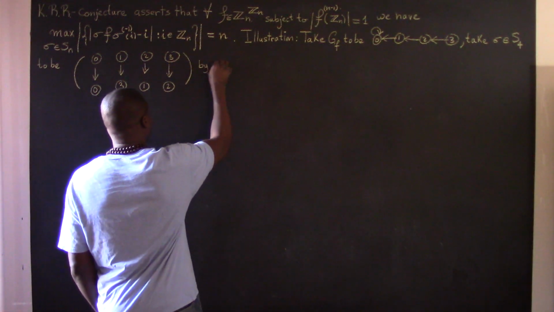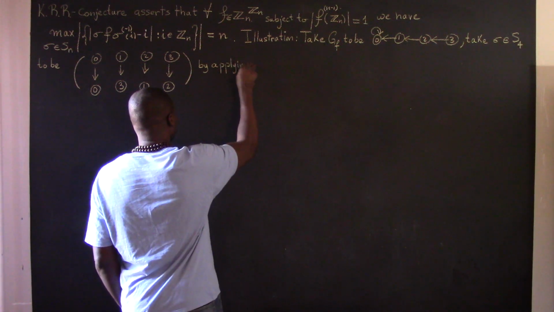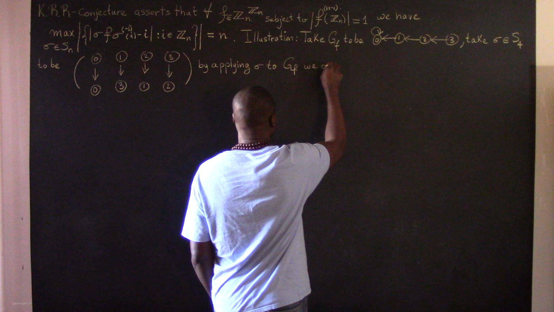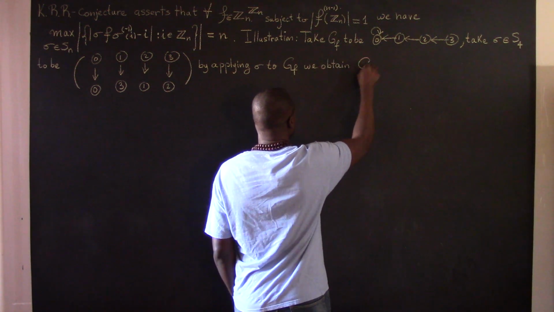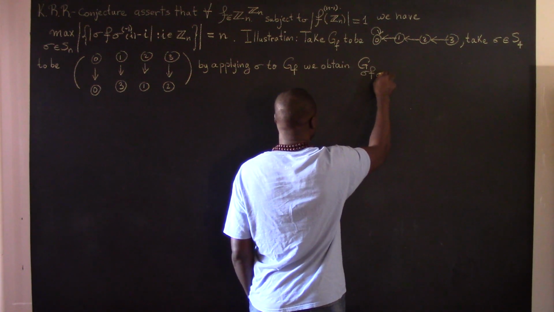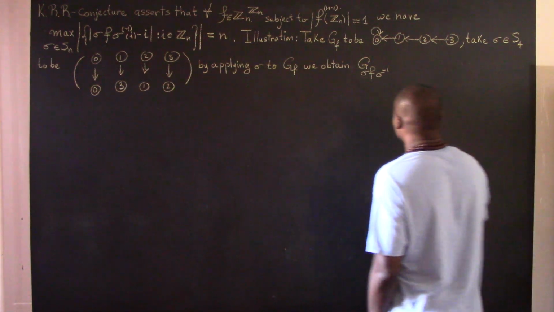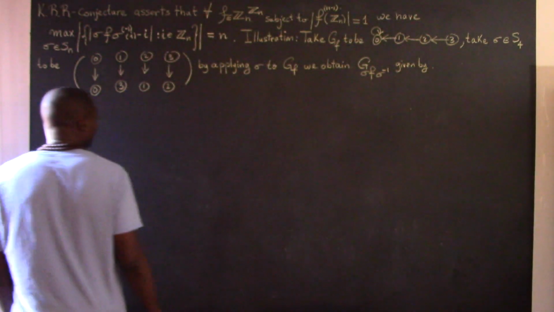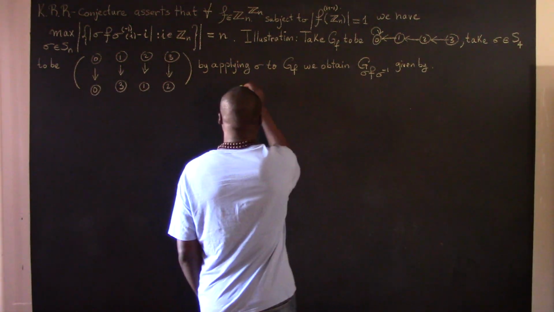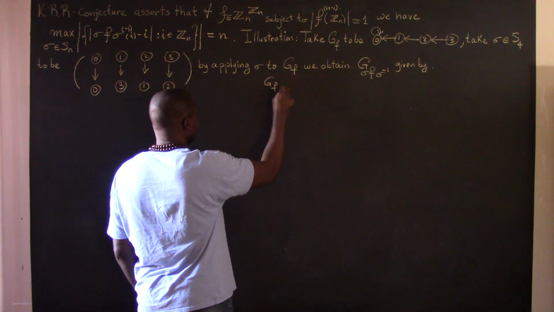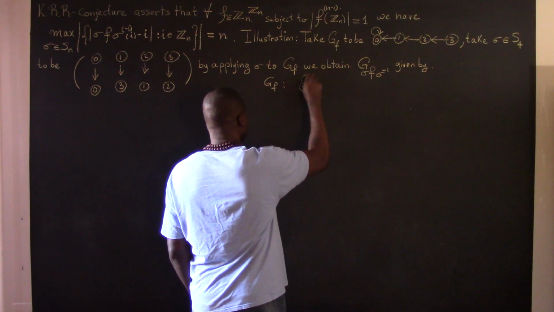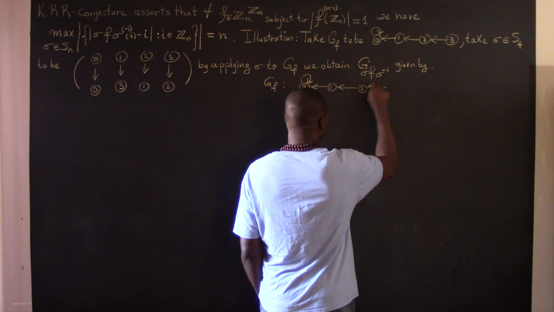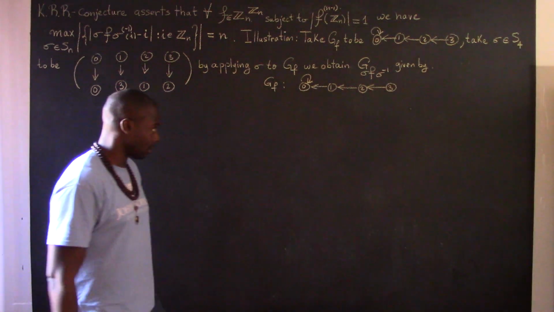So by applying sigma to GF, we obtain the graph that we're going to call sigma applied to F sigma inverse. This is the new graph that we're going to obtain. So let me describe how the permutation is going to work. So we start with the following graph. GF initially was the graph where there's a self-loop at 0. There's an edge going from 1 to 0. There's an edge going from 2 to 1. There's an edge going from 3 to 2. Okay, so this is the original GF.